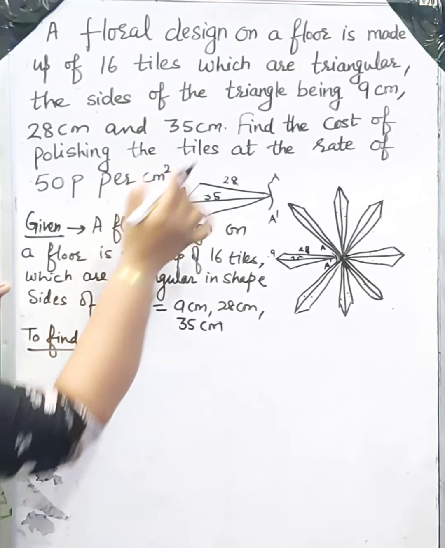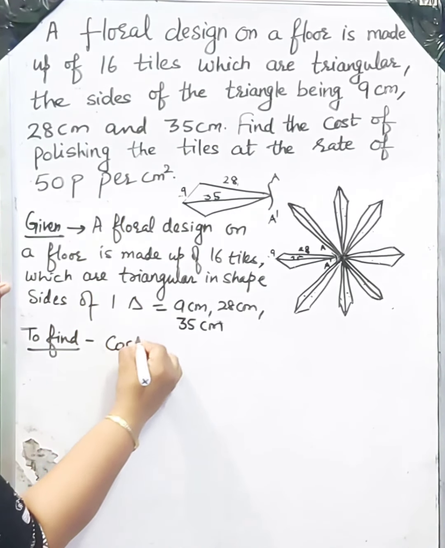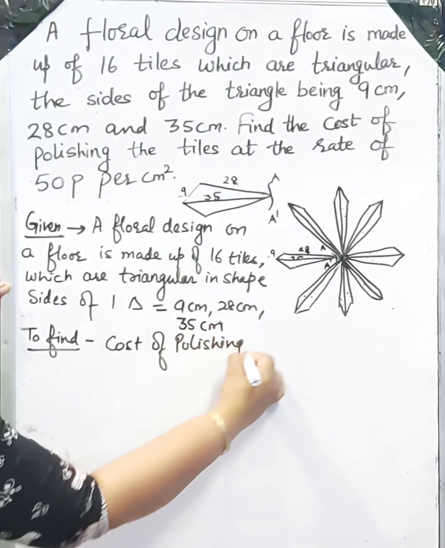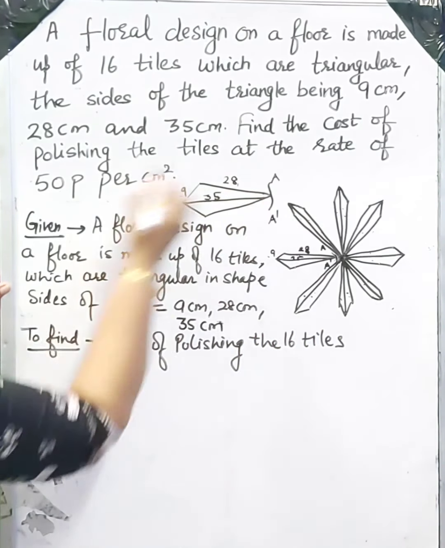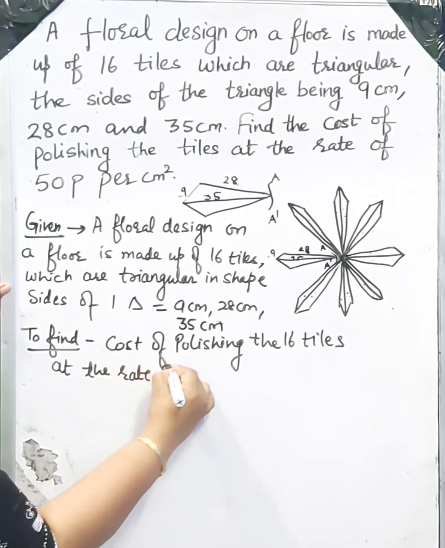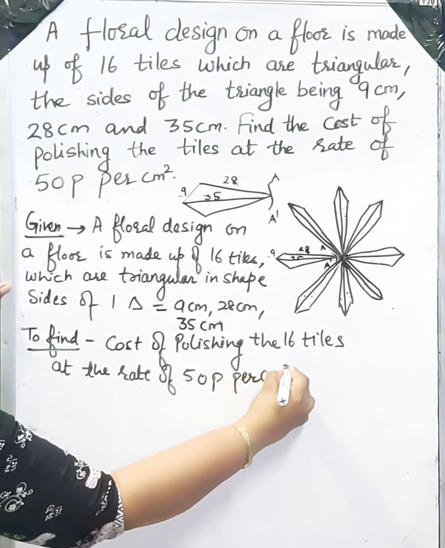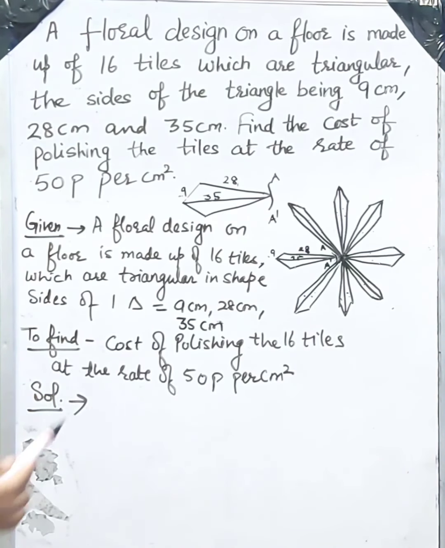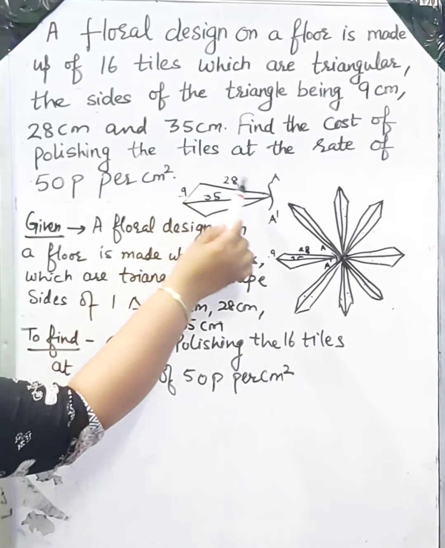Now to find the cost of polishing the 16 tiles at the rate of 50 paise per centimeter square. So first of all, we have to find the area of one tile by using Heron's formula.